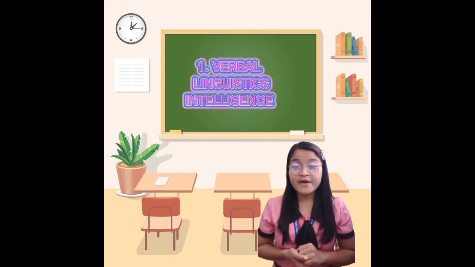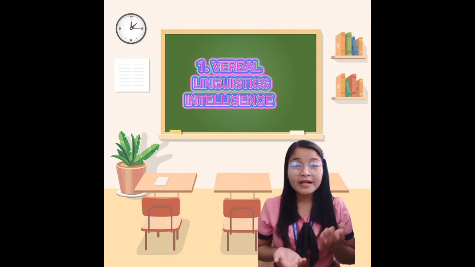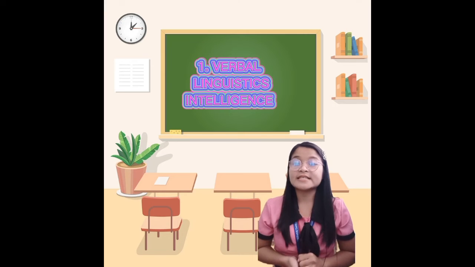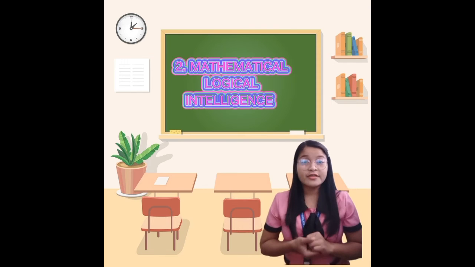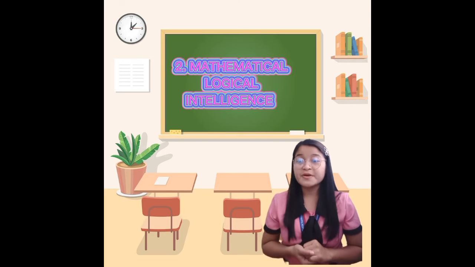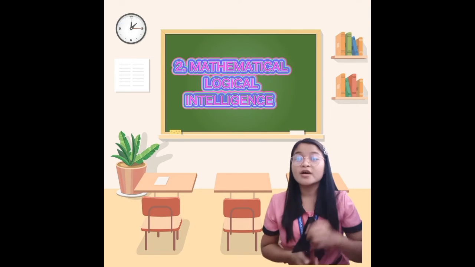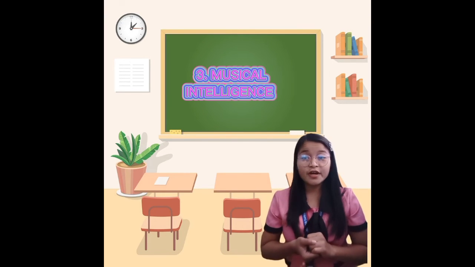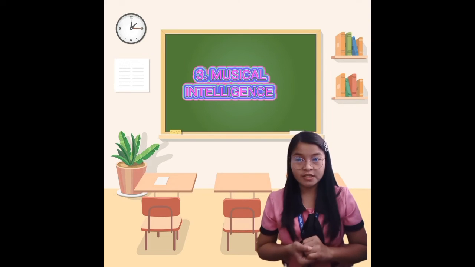First, we have the verbal linguistic intelligence. This is well-developed verbal skills and sensitivity to the sounds, meanings, and rhythms of words. The second one is the mathematical logical intelligence. This is the ability to think conceptually and abstractly and the capacity to discern logical or numerical patterns. The third one is musical intelligence.